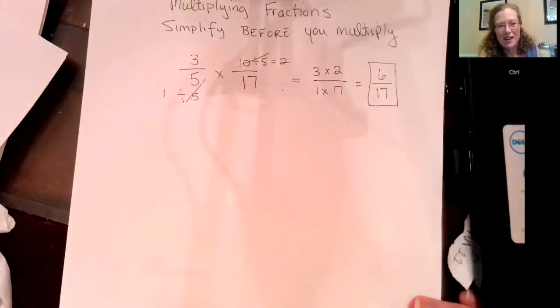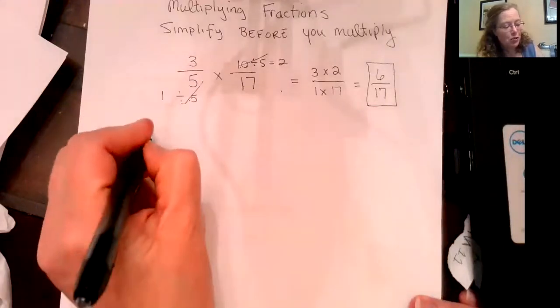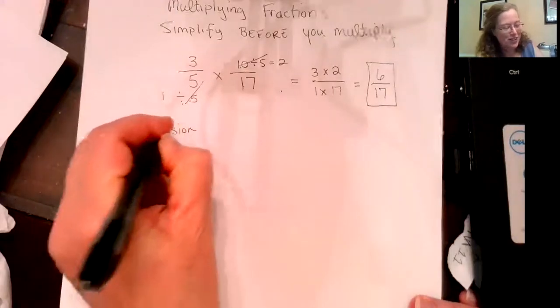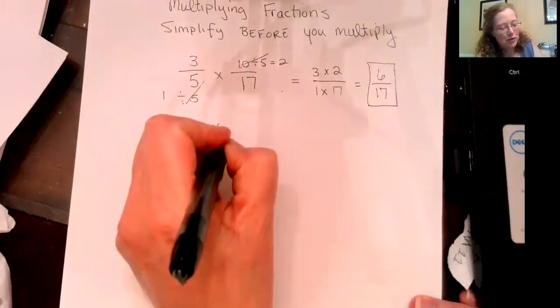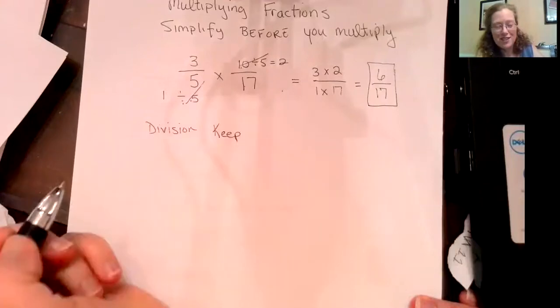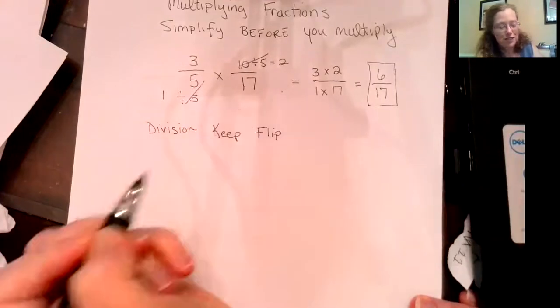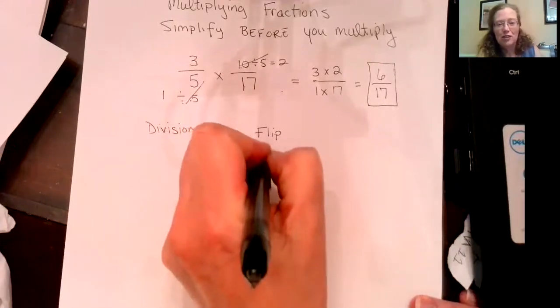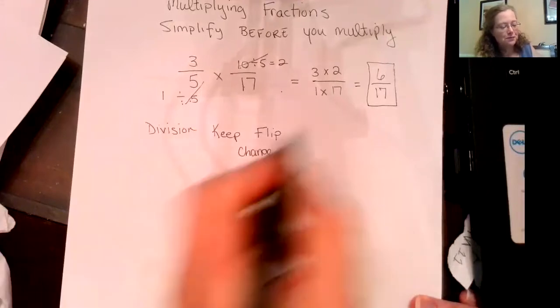Okay, what's next? Then division. Division is just like multiplication, only you have to make a trip to KFC, get some good old Kentucky Fried Chicken. We're going to keep the first fraction the same. We're going to flip the second fraction, and we're going to change the division to multiplication. So Kentucky Fried Chicken.